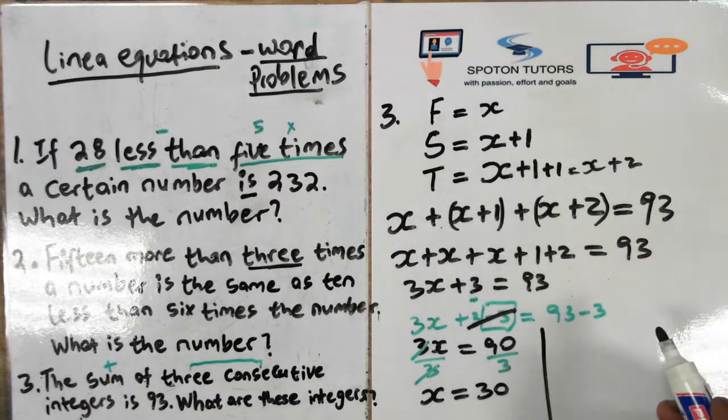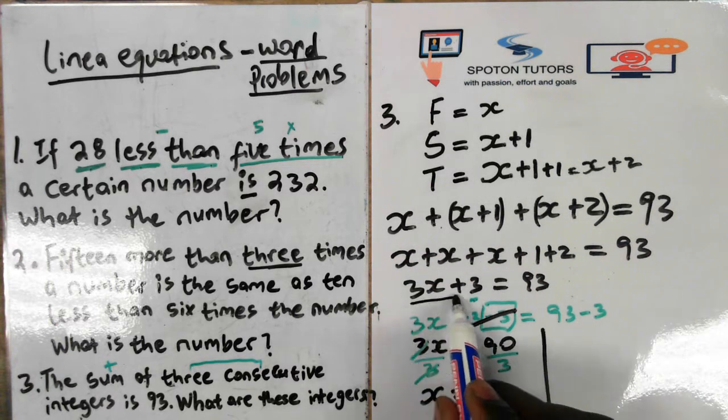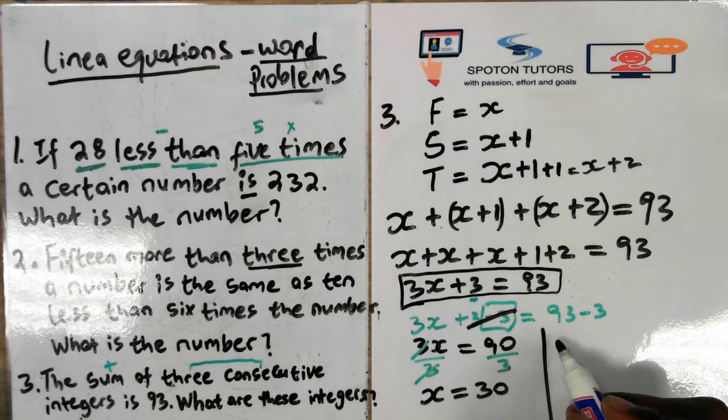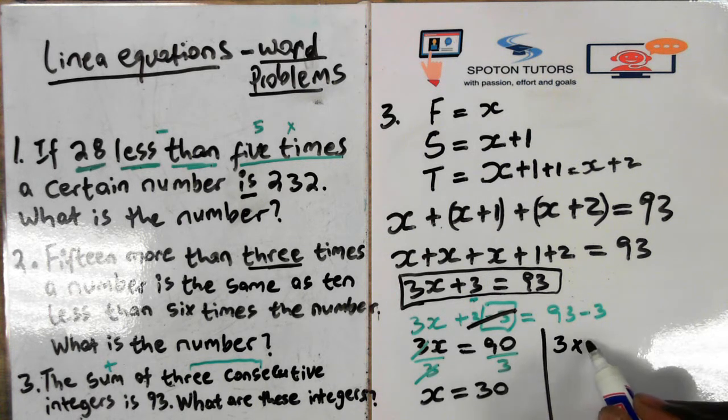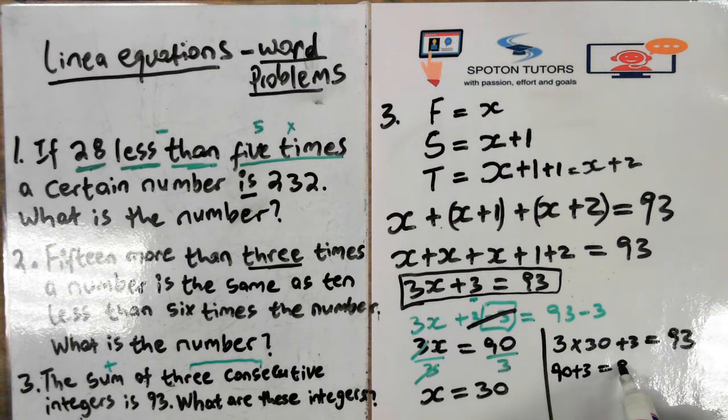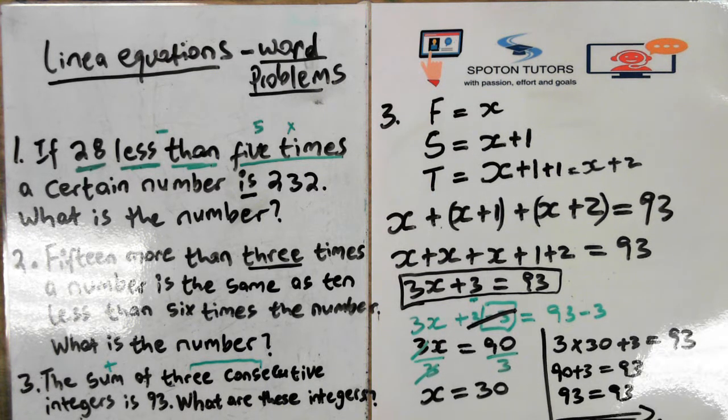Here is the original equation. Solve the equation to prove it. 3 times x is 30 plus 3 equals to 93. Prove that the left hand side equals to the right hand side. 3 times 30, 90, plus 3 equals to 93. Final step, 90 plus 3, 93 equals to 93. There we go. That's the solution.